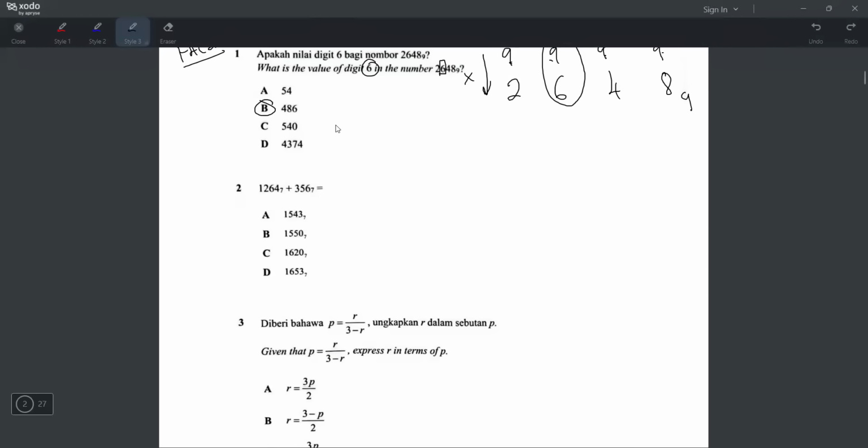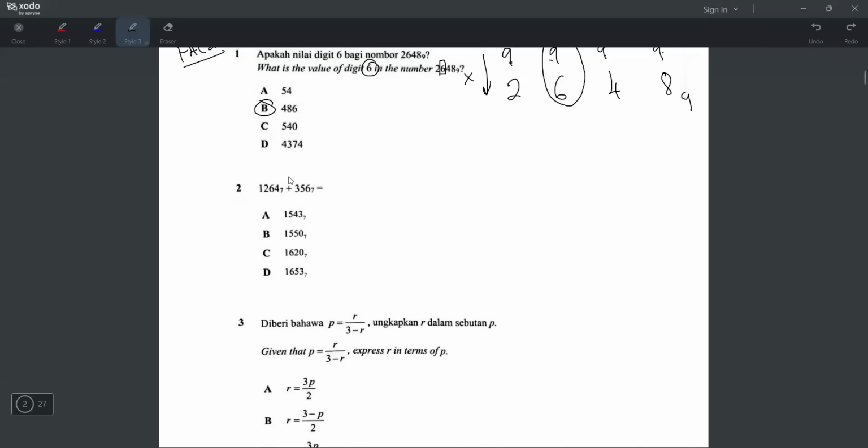Number two, they want you to solve 1264 base 7 plus 356 base 7. So it's the same chapter like question 1, we are still doing number base. This one you cannot use a calculator. You cannot press 1264 plus 356. Tak boleh sebab ini base 7, bukan base 10. Also in your calculator, there's no option boleh tukar jadi base 7 punya mode. Your calculator can only change to base 2 mode or base 8, I think.